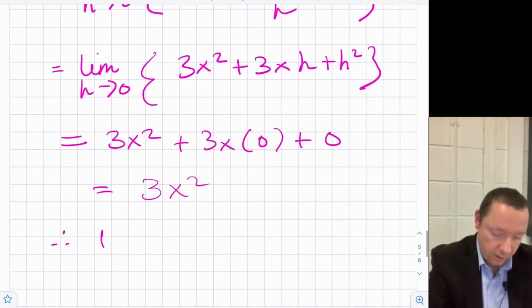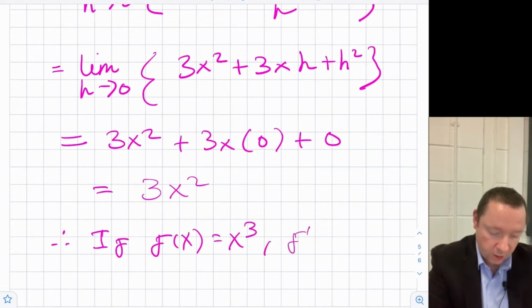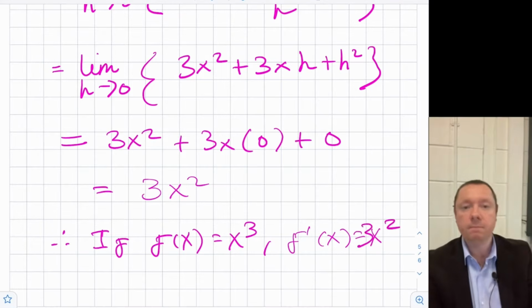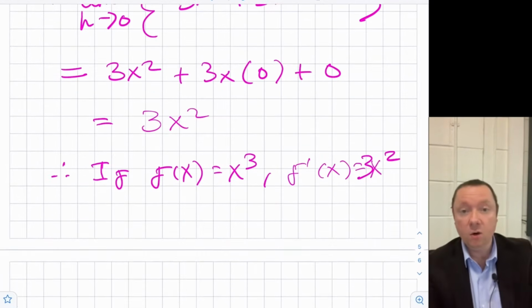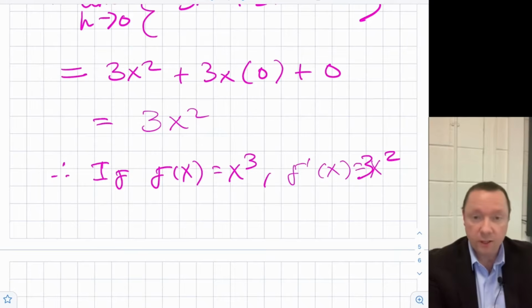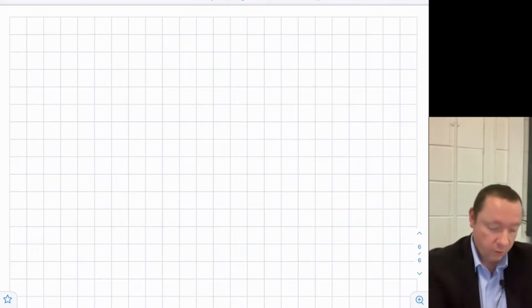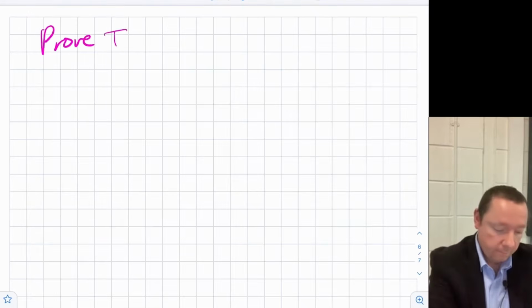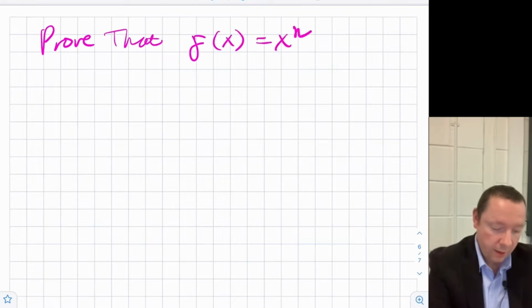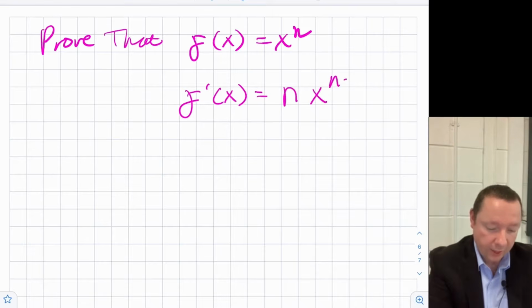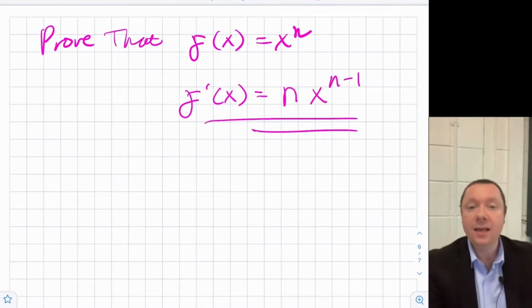So therefore, if f of x equals x cubed, f dash x equals x squared times 3. Later on in the course, if you're doing Advanced Higher Maths, you'll learn something called the binomial theorem, and using the binomial theorem you can prove that if f of x equals x to the power of n, f dash x is n times x to the n minus 1. But I'm not going to do that in this video.